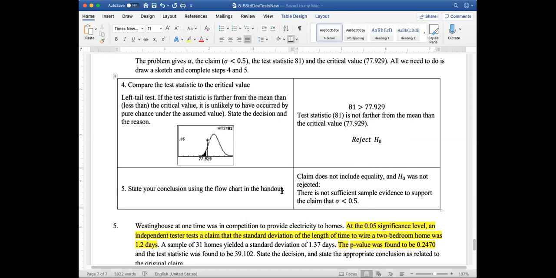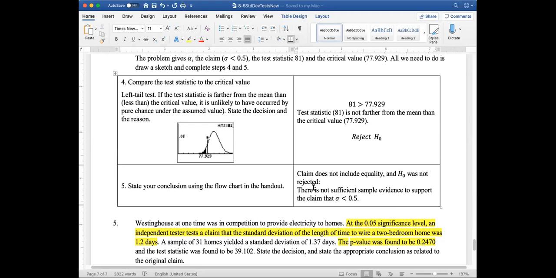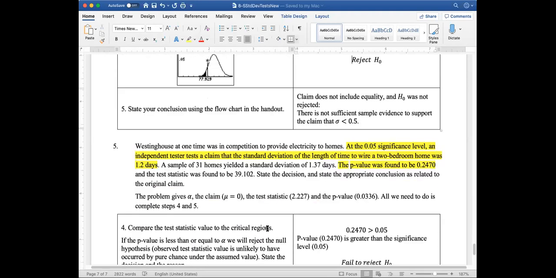Then we state our conclusion using the flow chart. The claim does not include equality. H0 was not rejected. There is not sufficient sample evidence. I just didn't type it in right up here. H0 was not rejected, so we failed to reject. There's not sufficient sample evidence to support the claim that sigma is less than 0.5. So there's one little mistake to correct.